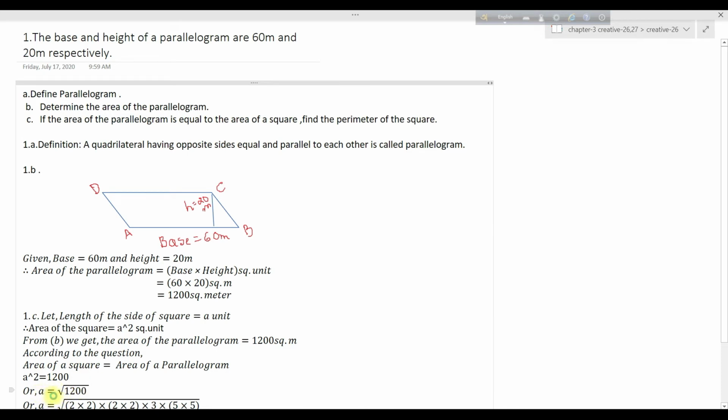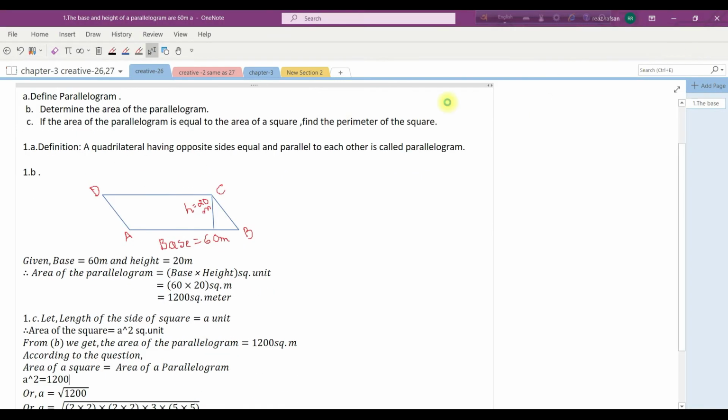Now we have to find the square root. What is the square root of a square? It is a. If you multiply a into a, the outcome will be a square. So the square root of a square is a. Now we have to find the square root of 1200. In order to find this, you have to do a little trick. You have to find the prime factorization here.